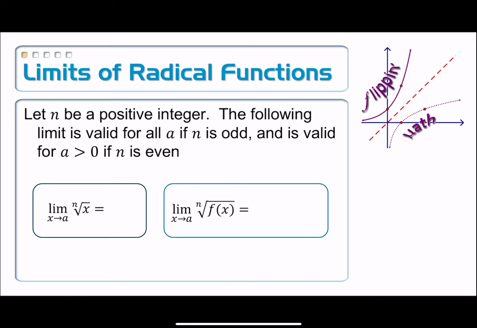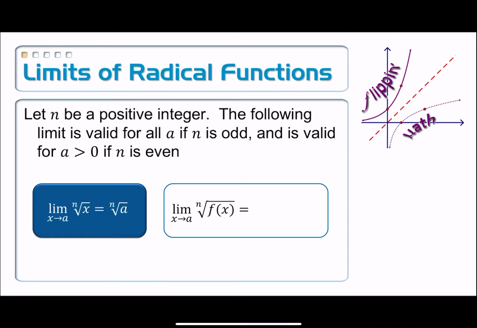Let n be a positive integer, and the following limit is valid for all a if n is odd. In other words, if we have a cube root, a fifth root, or something like that, and is valid for a greater than 0 if n is even, because we don't want imaginary numbers. So if we have a square root, a fourth root, then the stuff that's inside has to be positive. So we have the limit as x approaches a of the nth root of x. That should just be equal to the nth root of a, direct substitution.